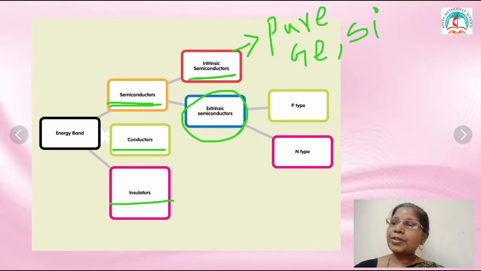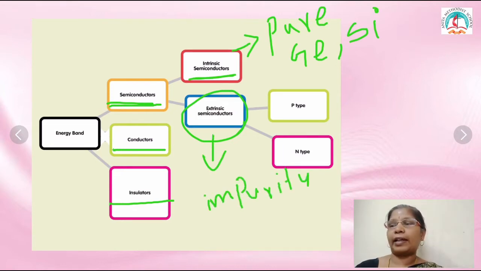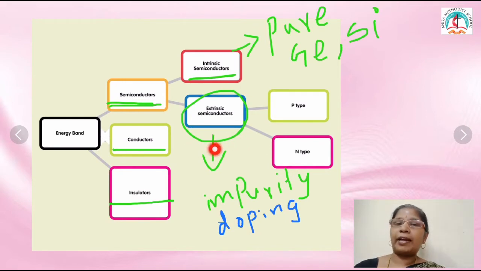What is meant by extrinsic semiconductor? When you are adding impurity to the intrinsic semiconductor, you will get this extrinsic semiconductor. Adding impurity, the process is called what? The process is called doping. Which element you are adding? That is called dopant. Now this extrinsic semiconductor is divided into two. One is p-type semiconductor, another one is n-type semiconductor.